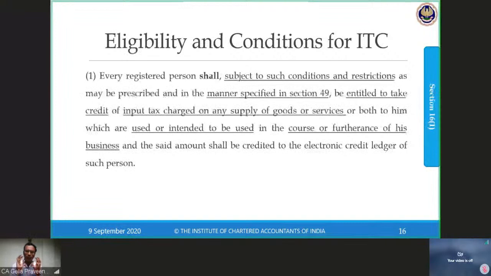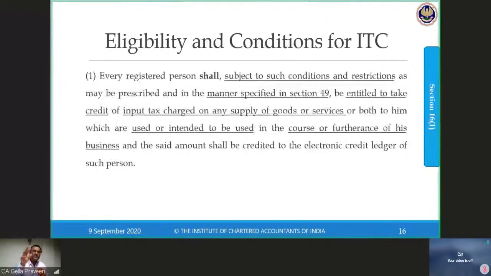Section 16 is the opening section which says every registered person, means if I am registered, it is talking about me. Every registered person, subject to such conditions, restrictions, we will read in rule 36, rule 37. Subject to such conditions and restrictions as may be prescribed, in the manner specified in section 49. Section 49 deals with your payment.